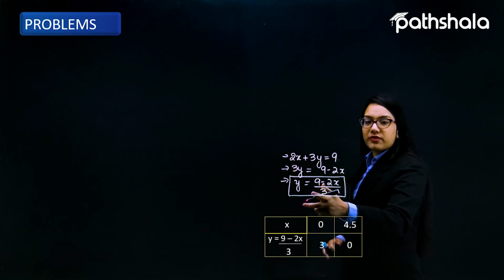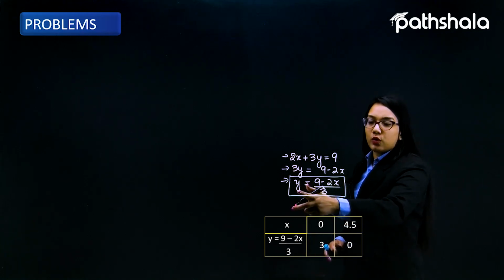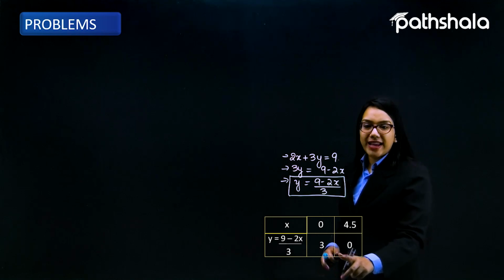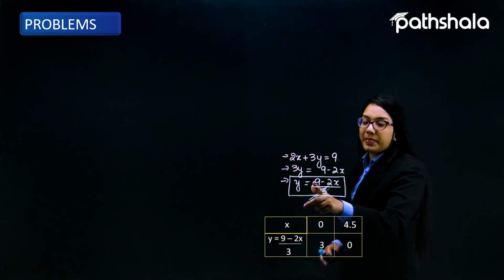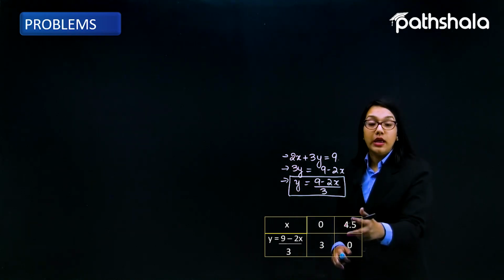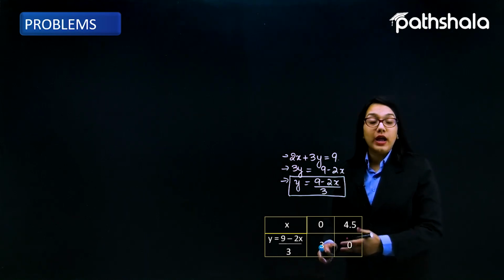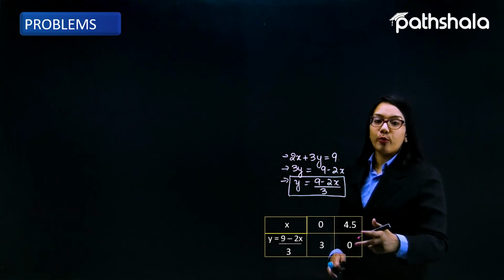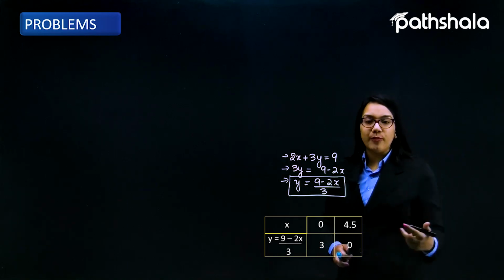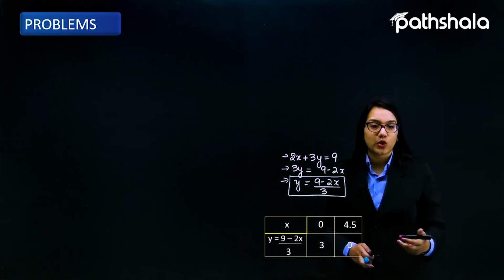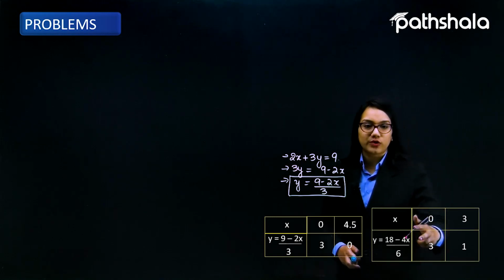So let us suppose I am substituting y is equal to 0 in this equation. So if y is equal to 0, it would be of the form 9 minus 2x is equal to 0, which means x comes out to be 9 by 2, and 9 by 2 is nothing but 4.5.